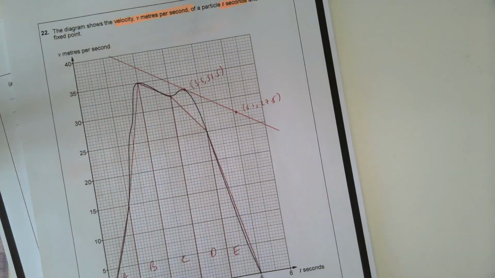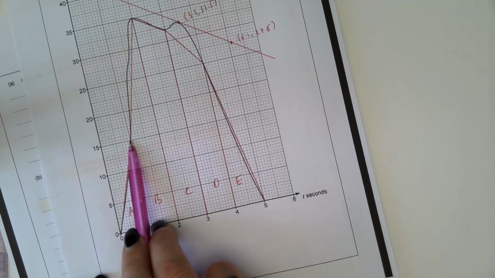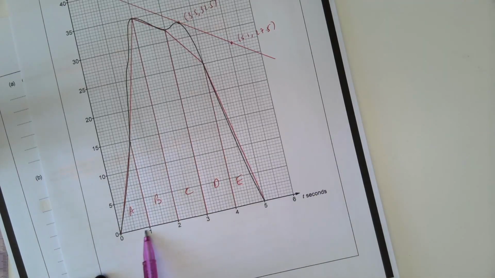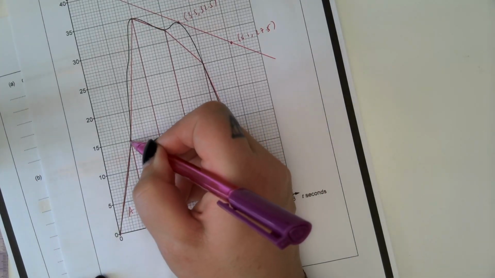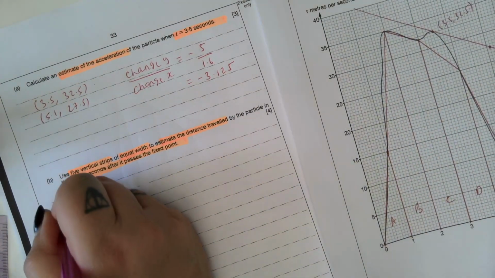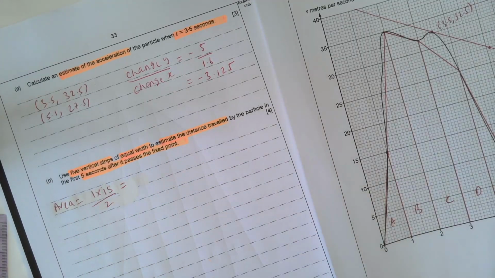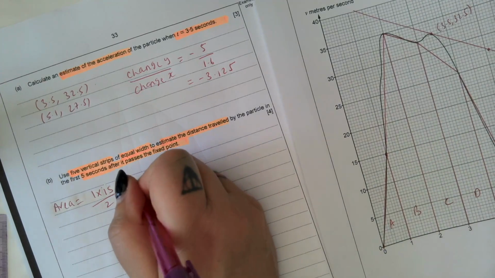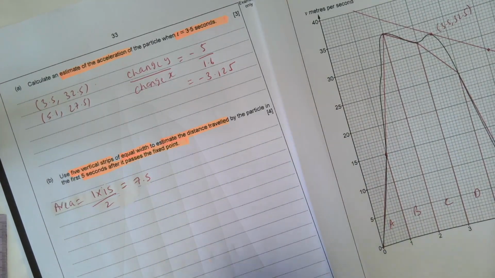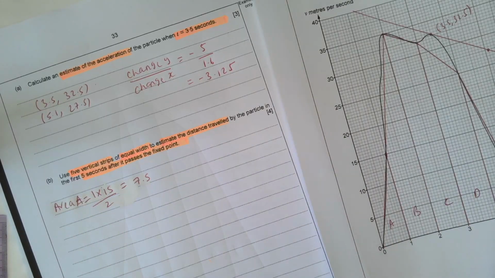We're going to start by finding the area of A. A is a triangle, so we're going to do the base multiplied by the height and then we're going to half it. The base is 1. The height goes all the way up to here, look, so it goes all the way up to 15. So the area of A is the base times the height divided by 2. So 1 times 15 divided by 2, which is 7.5. So that's A.